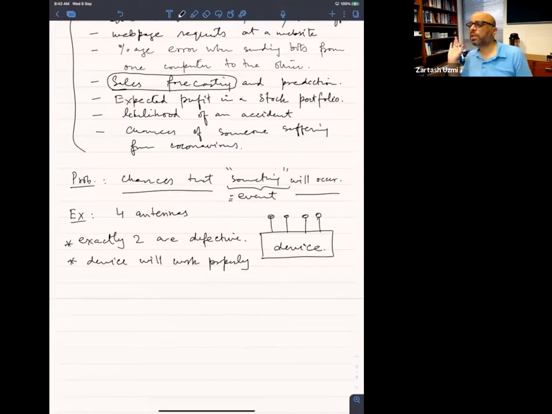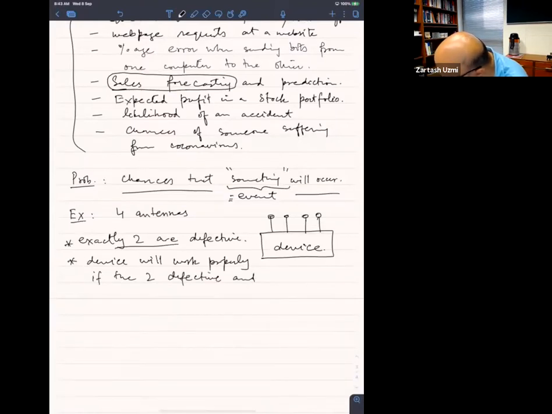If all four antennas are working fine, the device will work. If one antenna goes bad, the device will still keep working. If 2 antennas are bad, maybe the device still works, but the device will work properly if the 2 defective antennas, which we know are defective, are not next to each other.